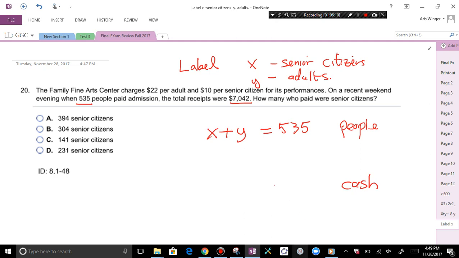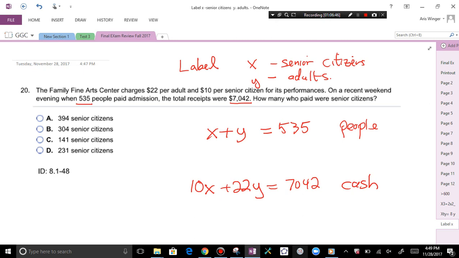And the other equation is, well, this is how much money was made, and this came from $10 for all of those senior citizens and $22 for every adult. We're looking for X. This is called the elimination method. We could use the substitution method, but I think we're going to use the elimination method in just a second.